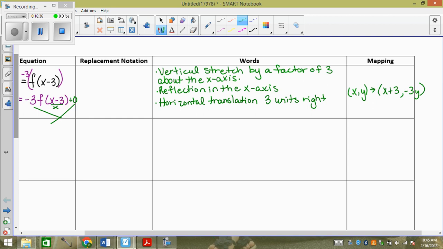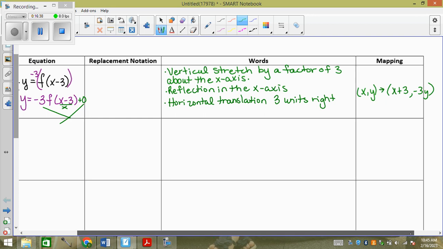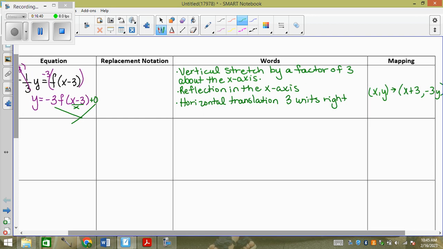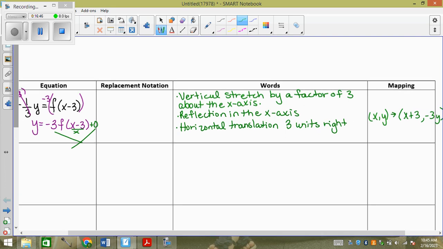Everyone doing okay? All right. I'm going to show you something you're going to write at the very top of the page. Transformation equation, the form you need it to be in is this: y equals a f(b(x minus c)) plus d. Everyone will have the a and the d, right? This is where life goes a little rough.